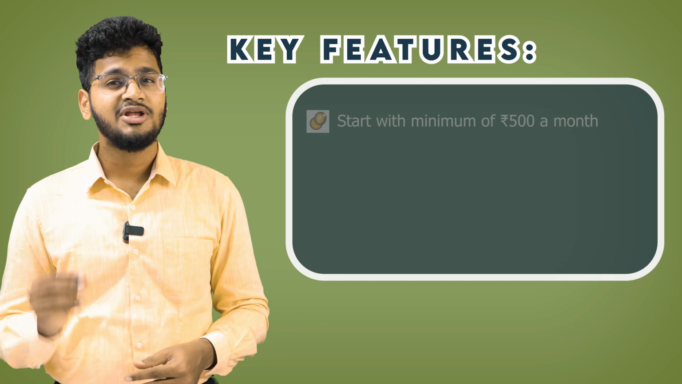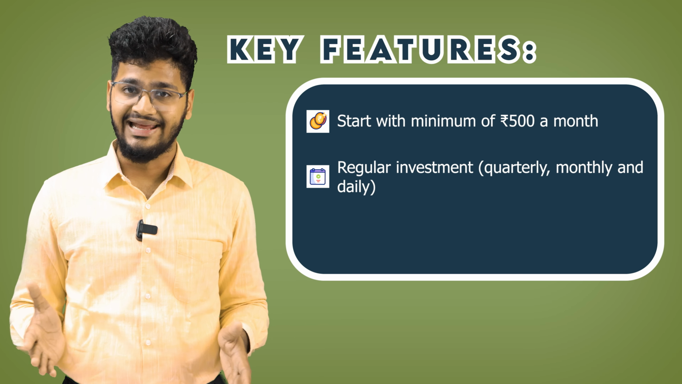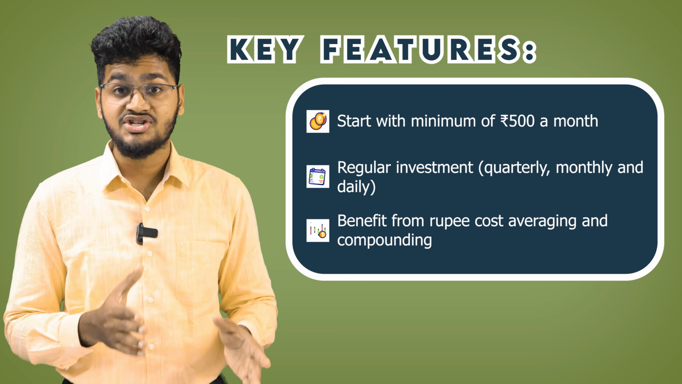To start an SIP, you don't need a lot of money. You can start small, invest regularly, and over time let the power of compounding and market growth do the magic for you. The key features of an SIP are, you can start with a minimum of rupees 500 a month. Regular investments either quarterly, monthly or even daily. And you benefit from rupee cost averaging and compounding.